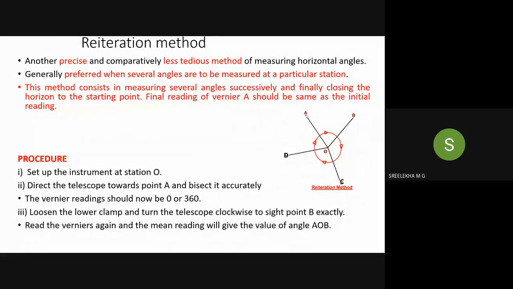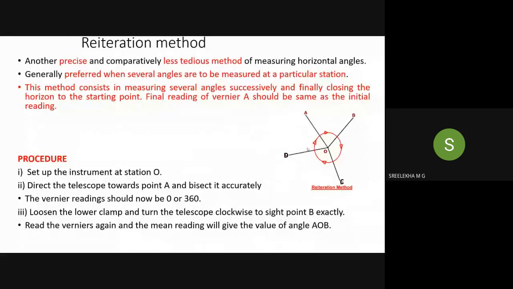So what is the procedure up to this? Already we have made the angular reading 0 using your upper clamp and upper tangent screw, and rotate the telescope again by means of your lower clamp or lower tangent screw. You rotate so as to sight the point A. After explaining this procedure, I'll be showing you the video.